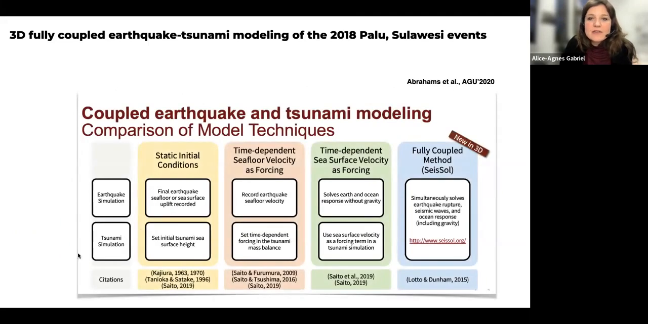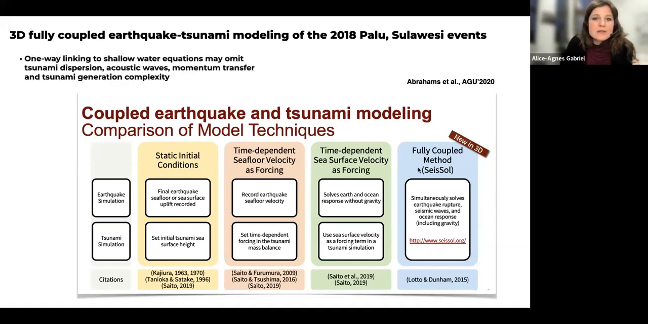But if we are sticking with this linking approach, there's a couple of assumptions that we're making, and that is a plot by Lauren Abrahams, where she's comparing all these different coupling techniques and analyzing them in great detail. And what we've been interested in here now is really this fully coupled method, and SeisSol is the code that we've been using. We're doing that because we want to not omit tsunami dispersion. So tsunami waves are dispersive, acoustic waves, momentum transfer, and in general, the complexity of source effects during tsunami generation.